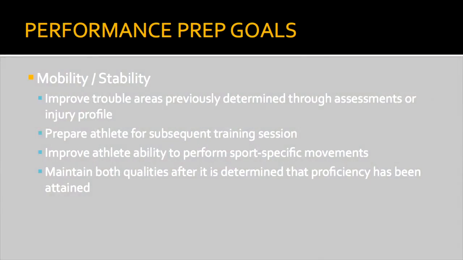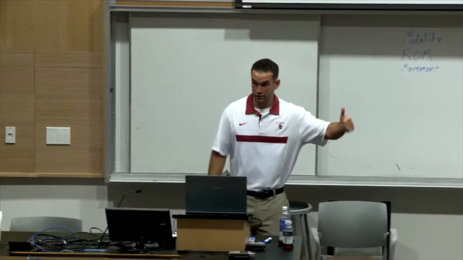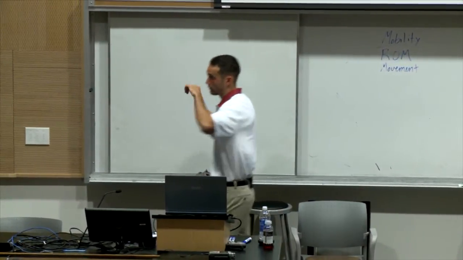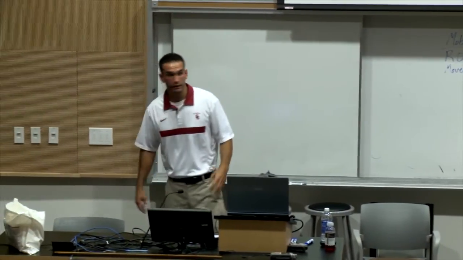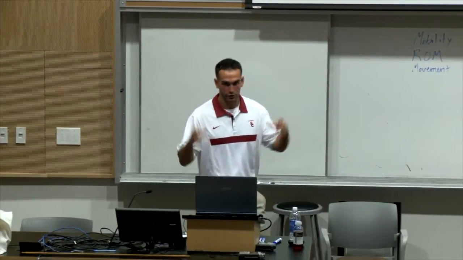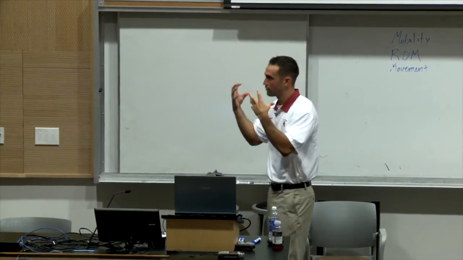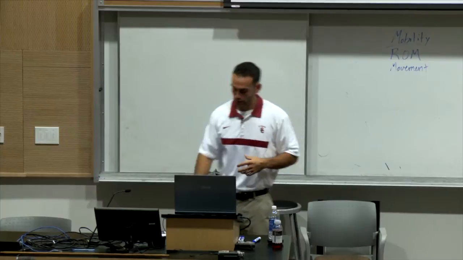After that, we are maintaining both qualities after it is determined that proficiency has been attained. How do we know if proficiency has been attained? We understand ranges of motion. Anatomically, we understand things. Kinesthetically, joint by joint approach, joint centration. So do you have that knowledge? Can you wrap your head around that concept to know when that athlete's ready to go?